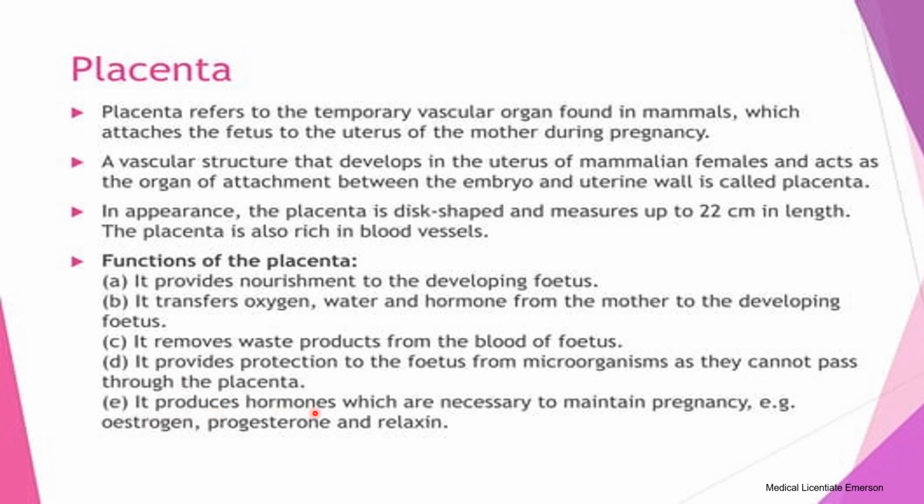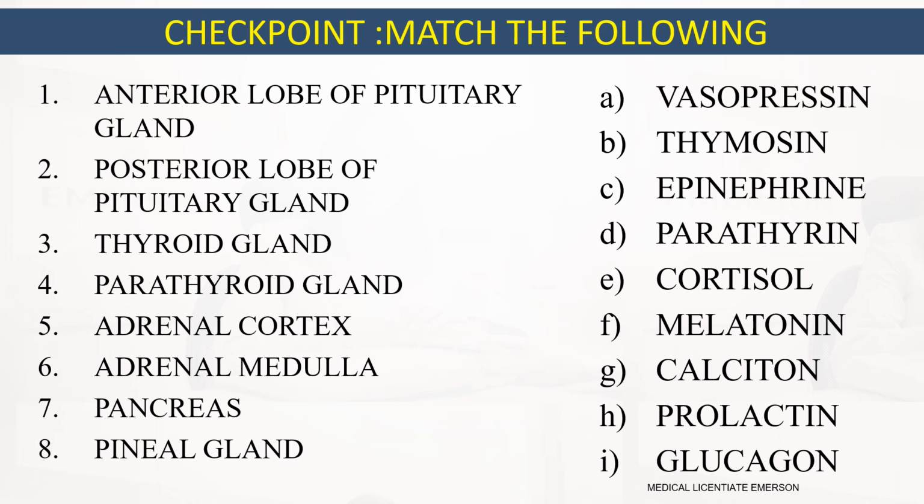It also produces hormones which are necessary to maintain pregnancy, such as estrogen, progesterone, and relaxin. For instance, progesterone is produced by the placenta after 4 months, because before 4 months the placenta releases progesterone which is not sufficient to maintain pregnancy. But otherwise, one of the functions of the placenta is to produce progesterone, which is the hormone of pregnancy. Okay, that's about the placenta.